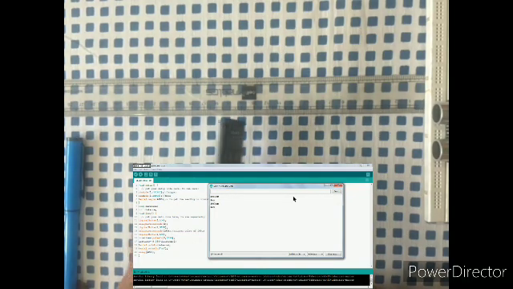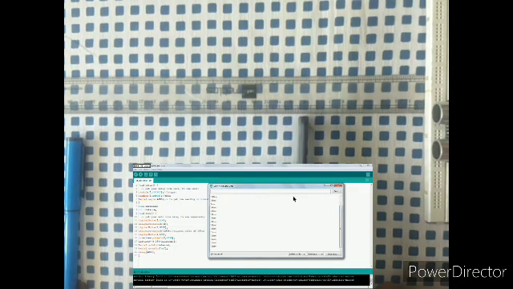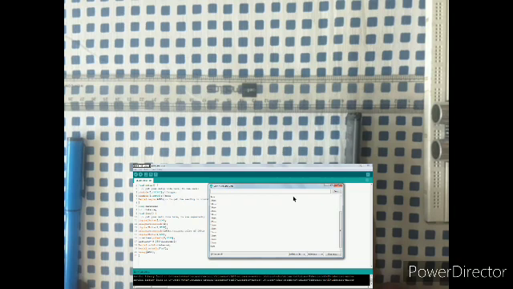Now I am introducing the object at 10 centimeters. It's showing 10 centimeters. Okay, you just see 10 centimeters and 15 centimeters. I have kept it at 15 centimeters. The console is showing 15 centimeters, and I have reduced it to 5 centimeters. The console is showing 5 centimeters.